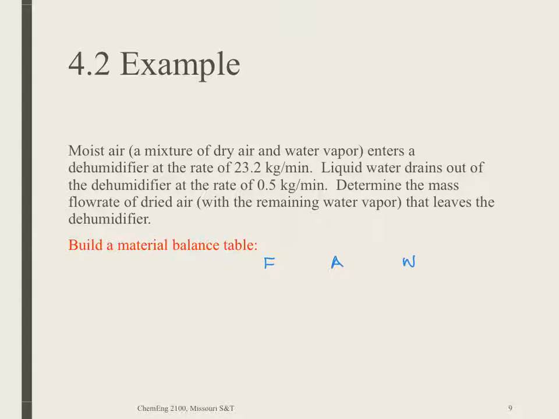Then my rows are going to be based on my components. So I have the dry air and I have the water. And then I always have a total. So this is going to be the basic setup for my tables. I list the streams across the top, and then I list my components and then add them up for a total on the side.